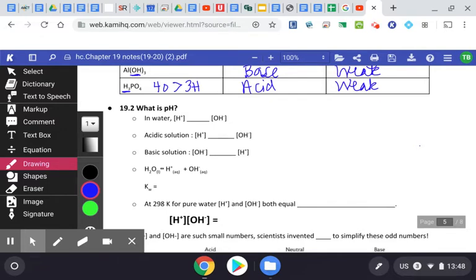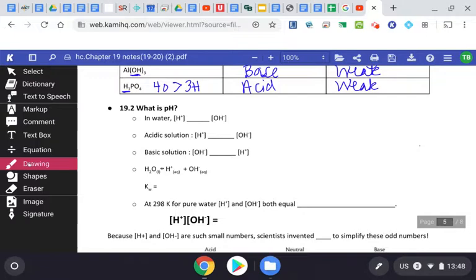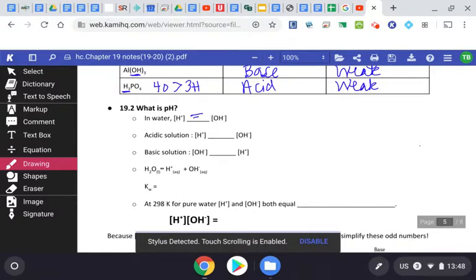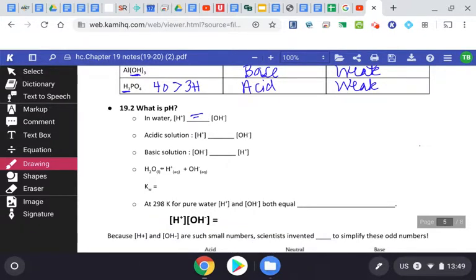We're going to start working on day 3 of the Chapter 19 notes. Today, we're going to be focusing on pH and pH calculations. So first off, what is pH? Well, in water, the concentration of hydrogen is equal to the concentration of hydroxide. This is why water is considered to be a neutral substance, because they are equal to each other.